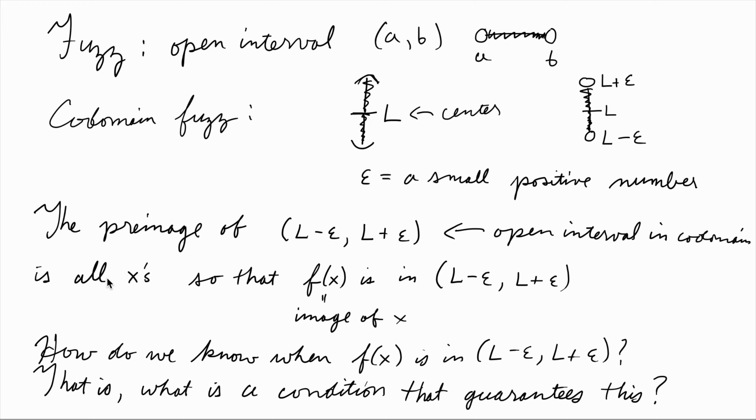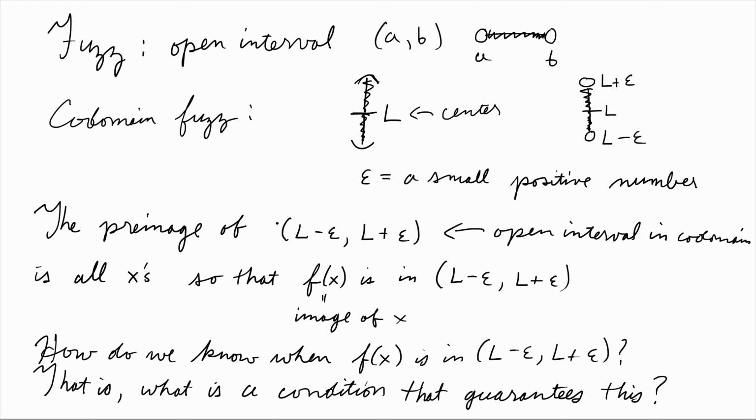All right, so like I said, fuzz is like an open interval. Codomain fuzz, let's take something in the codomain. Now, the way we're thinking about it as an open interval, it has a center. Let's just call it L. And epsilon, this is a Greek letter. We're going to let it represent a small positive number, all right? It's going to represent just a little distance up and down from the center. We could even notate it like this, L plus epsilon, L minus epsilon. And what we're saying is the preimage of this codomain fuzz, this open interval, going up and down epsilon.